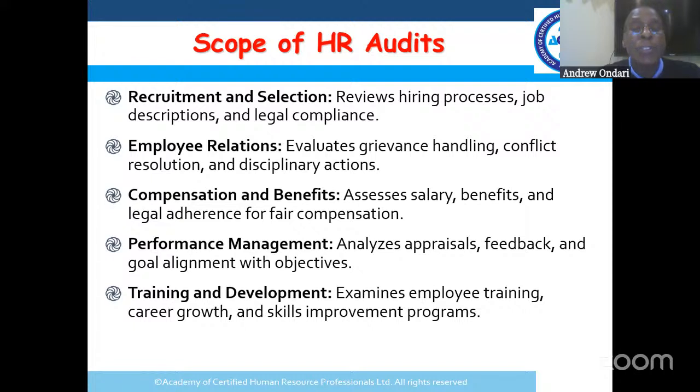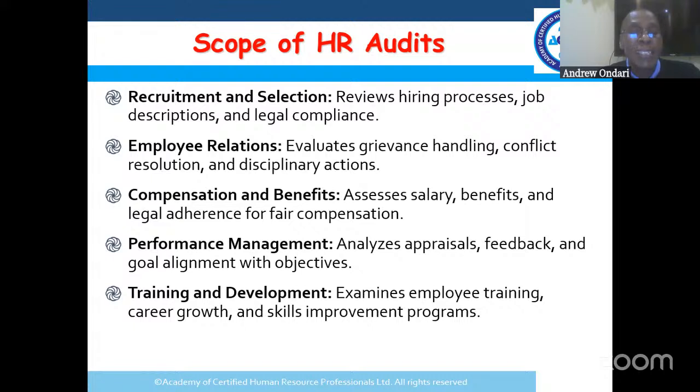are there statutory deductions in this compensation and benefit system? We know that it's a legal requirement for employers to conduct or adhere to the statutory deductions, such as pay as you earn. So is this system compliant with this law? And is this system fair? So those are the questions that HR auditors look at when they are auditing compensation and benefits.